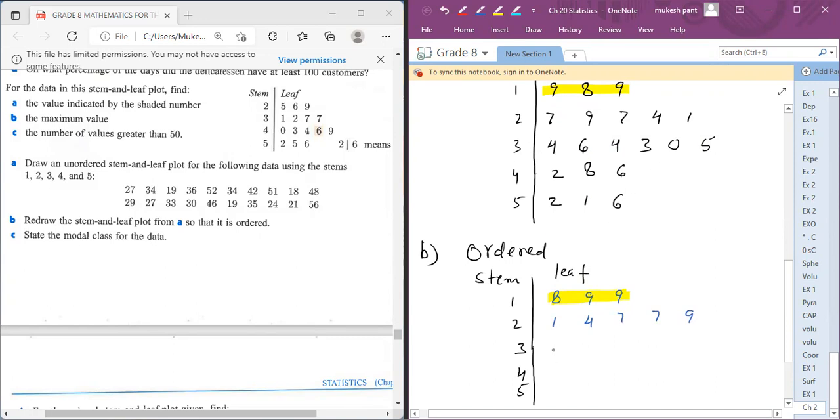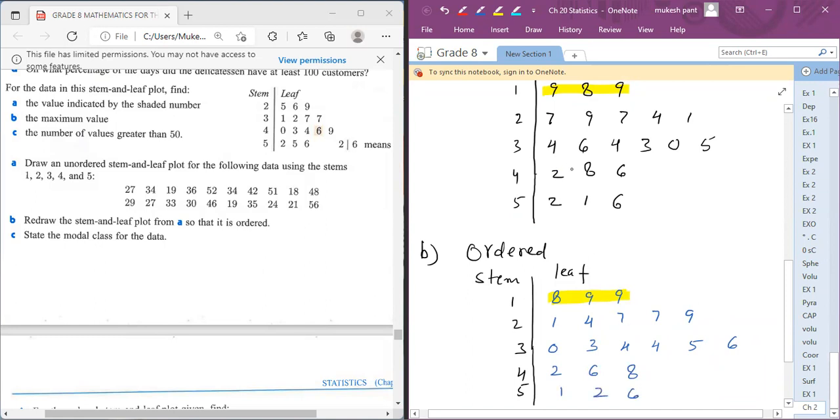So 0 is the least one. After 0, there should be 3, then 4, 4, 5, 6. Then 4, then 5, and then 6. Then next, this is 2, and then there should be 6, then 8, and then there should be 1, 2, and 6. So, understood?